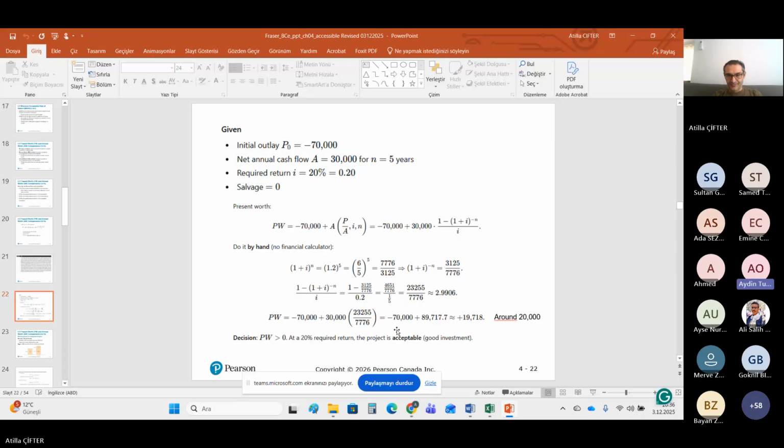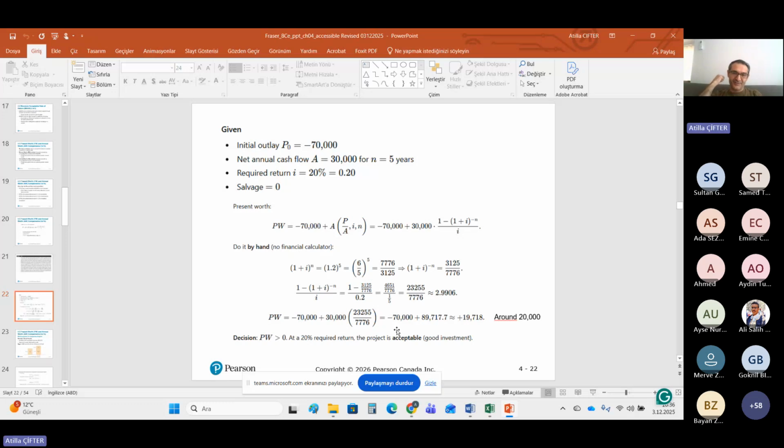One more question I have. If there was a salvage value, now it's 0 in this question, what should we do? Okay, if you have a salvage value, since it comes after 5 years, you need to bring it to today.